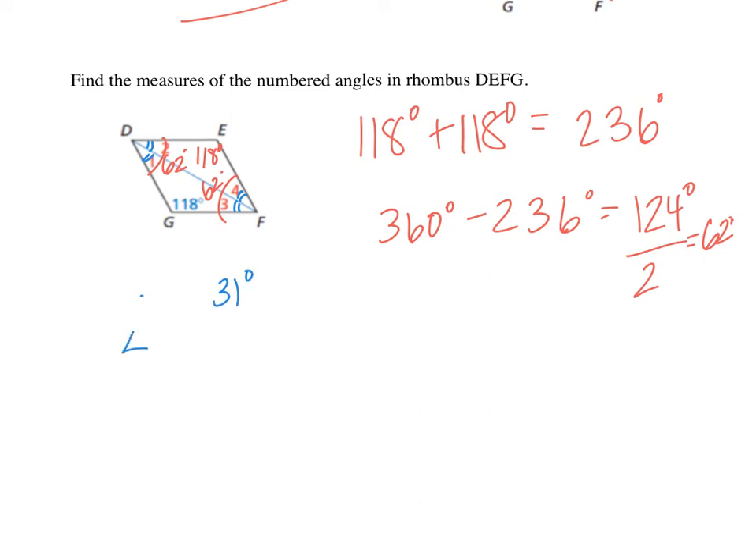And we know that angle 1 is congruent to angle 2, is congruent to angle 3, is congruent to angle 4. So they're all going to be equal to the 31 degrees.